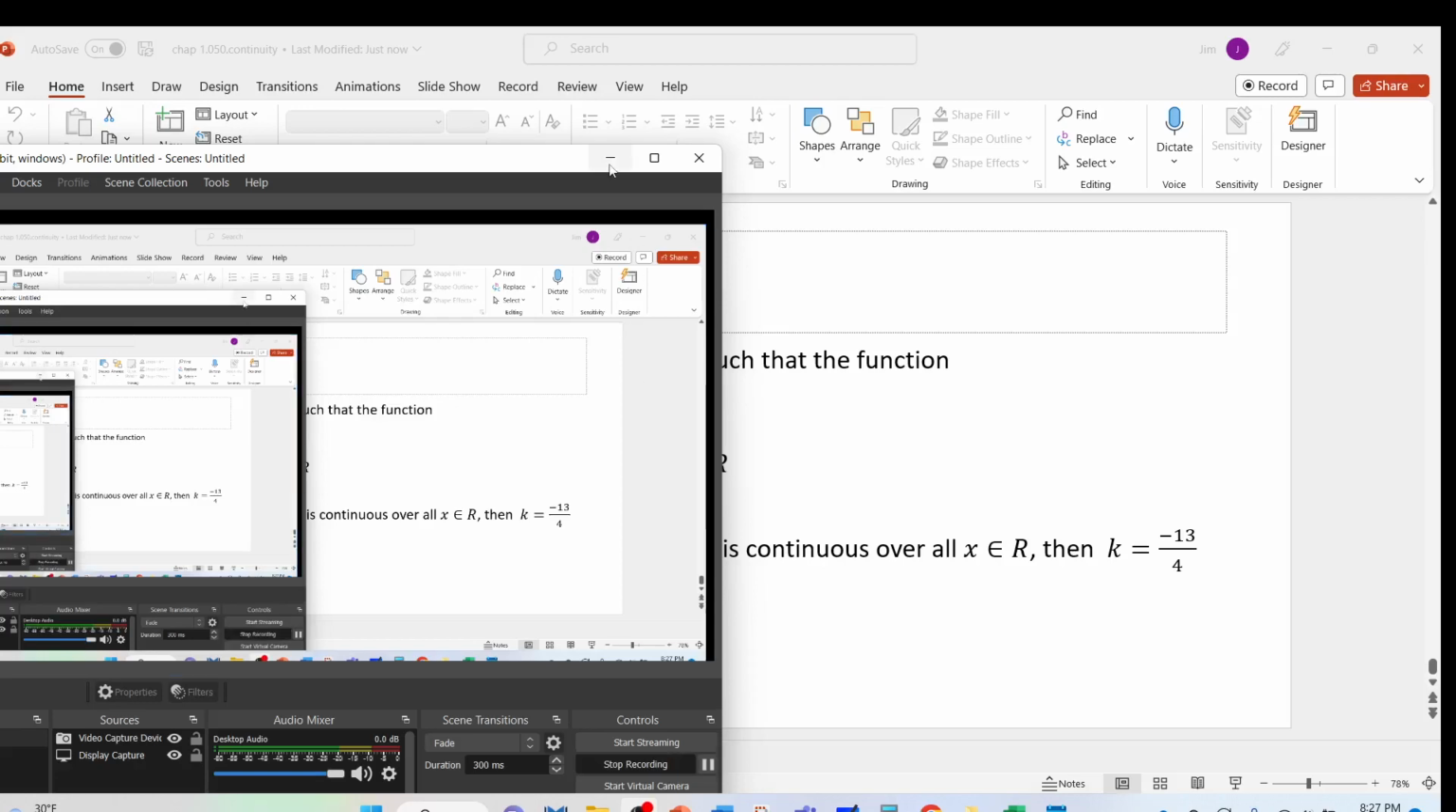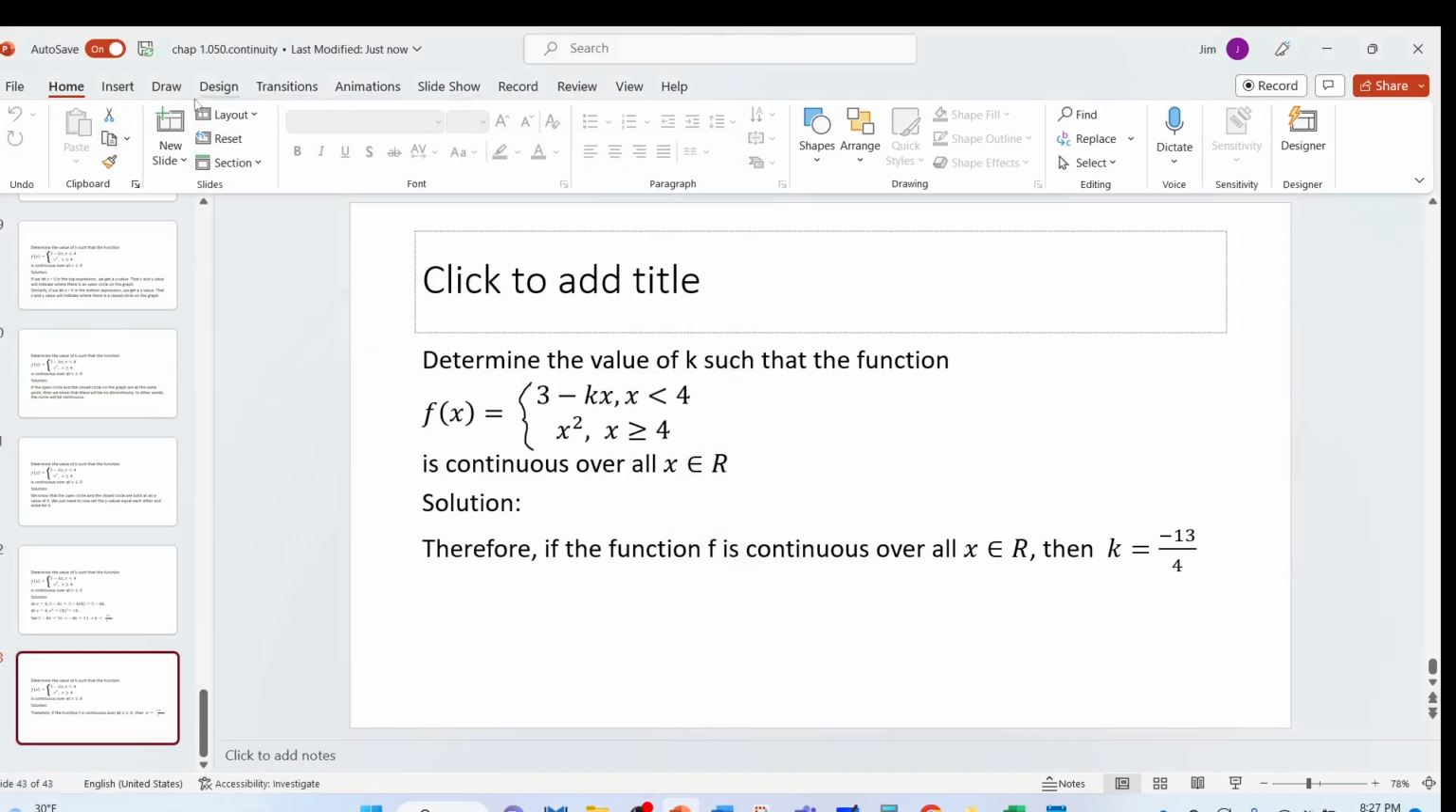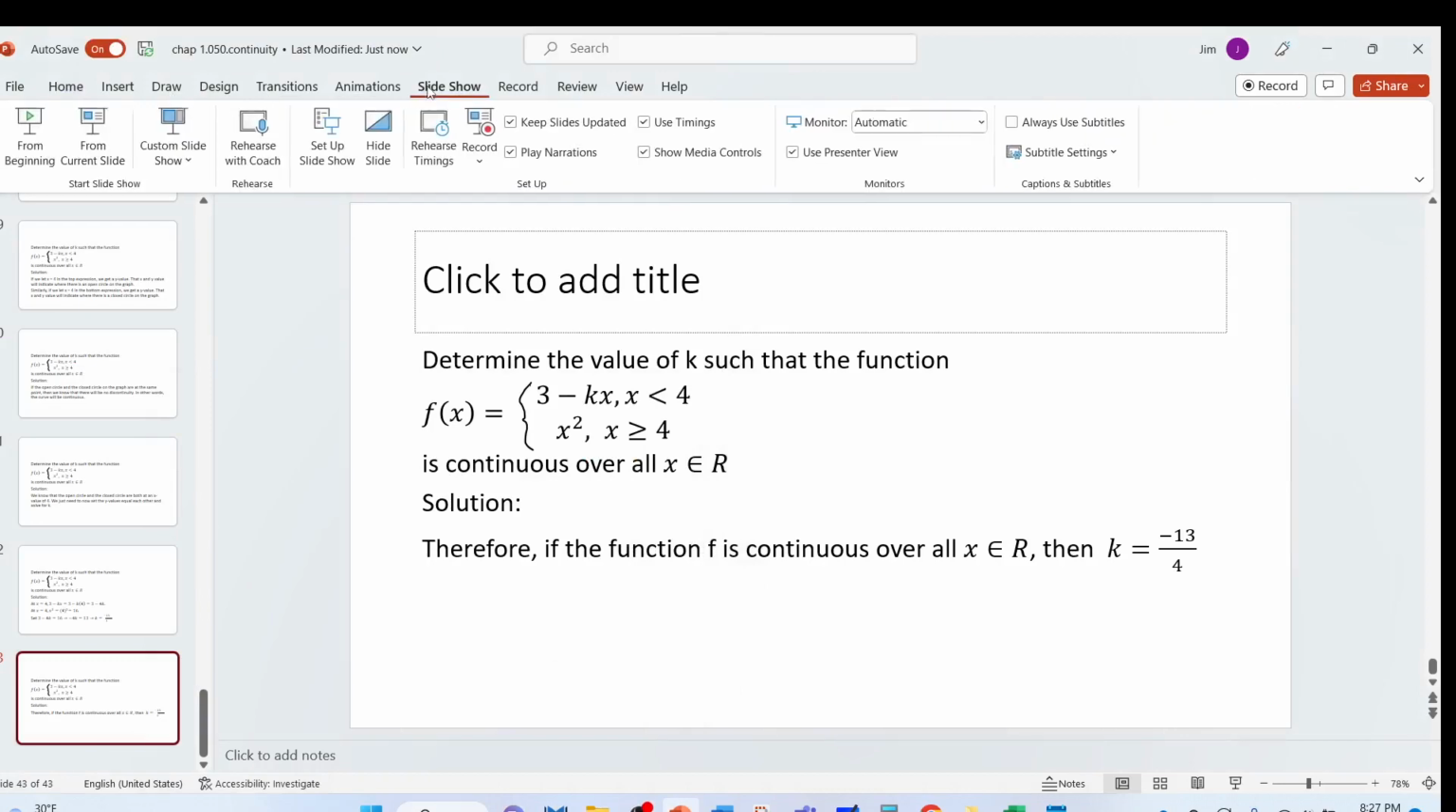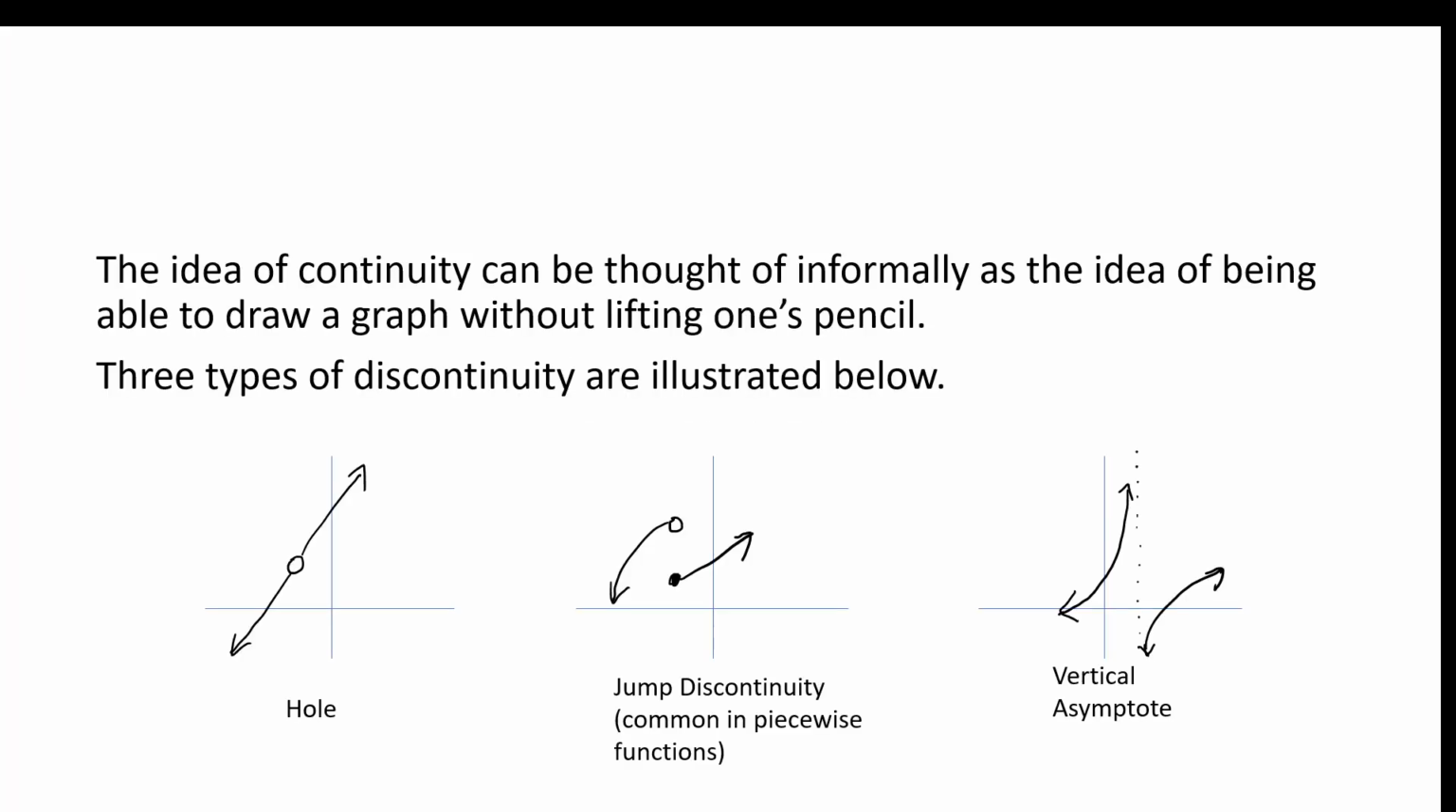In this video, we're going to talk about continuity. The idea of continuity can be thought of informally as the idea of being able to draw a graph without lifting one's pencil. So three types of discontinuity are shown below.